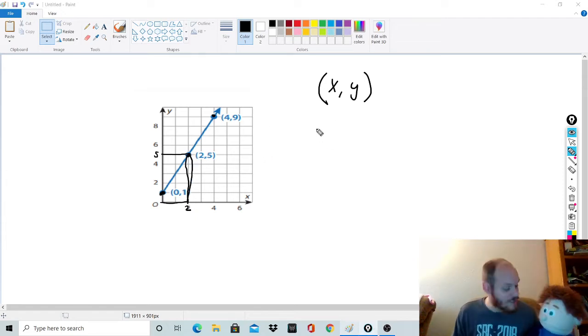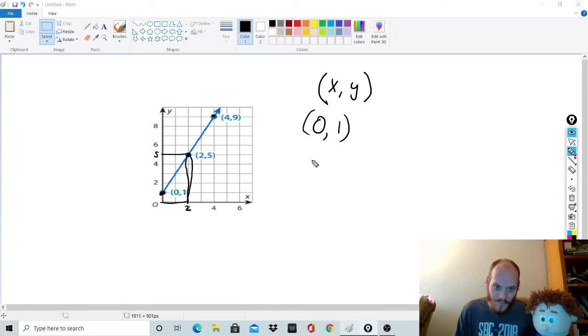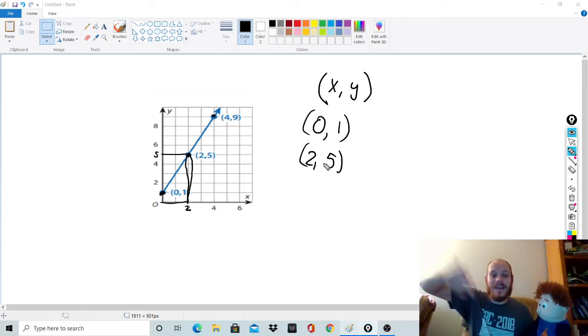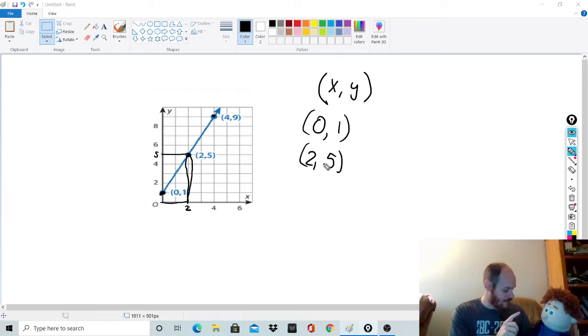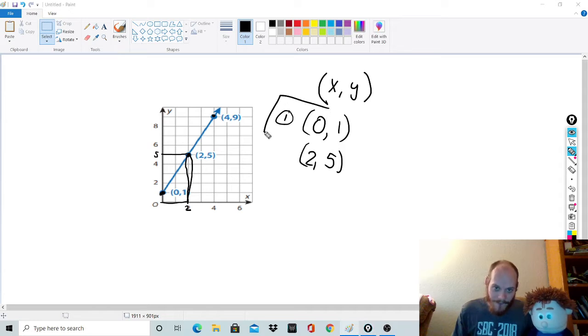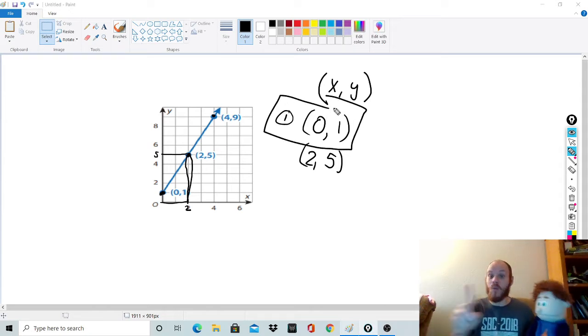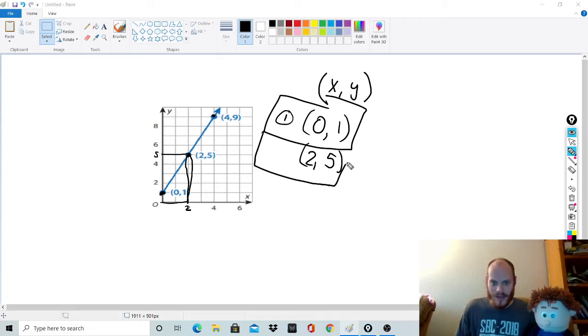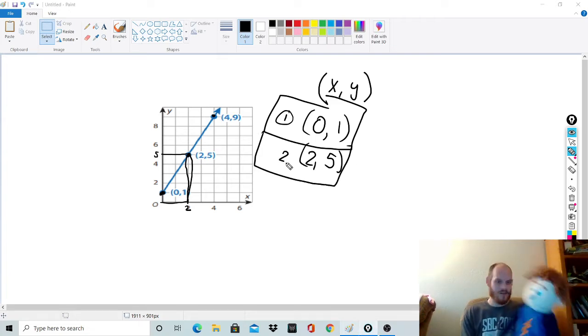So what I need is 2 points. I'm going to write down these 2 points: 0, 1, and 2, 5. Now you could have picked any points along the line. Doesn't matter as long as you have 2. And here's what I do. I'm going to make this point number 1. It's really important that you pick one of the points to be point number 1. You'll see why in just a second. And I'm going to make this point number 2. You with me? Yeah, got it.